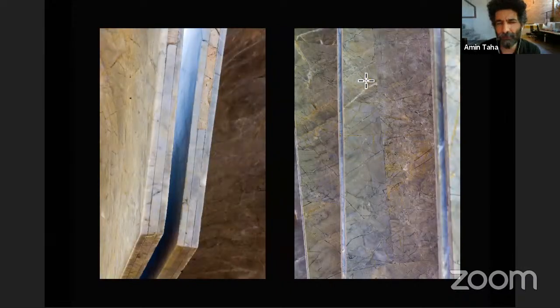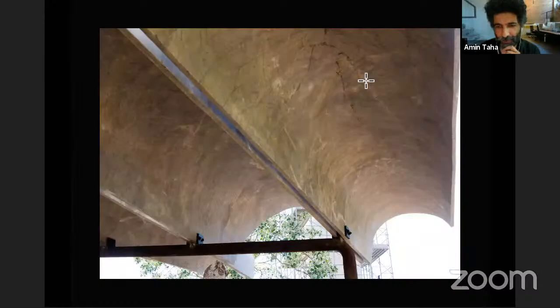You can just see there. It's basically taking waste stone that would otherwise just be left in the quarry and making use of it. So it's again the same sort of idea of making use of waste and saving on the carbon footprint, and how you can turn that into something with its own structural performance.